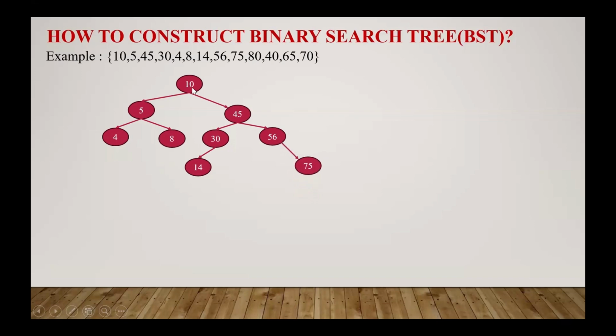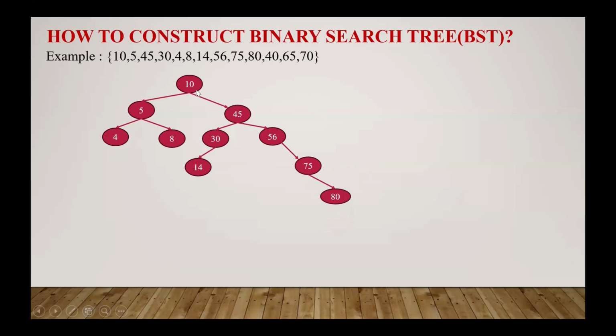Then 80. Anyhow, we have to traverse from the root to the specific position, and only then can we insert the node. So 80 is greater than 10, right child; greater than 45, right child; greater than 56, right child; greater than 75. Now there is no left or right child, so we simply put the new node.